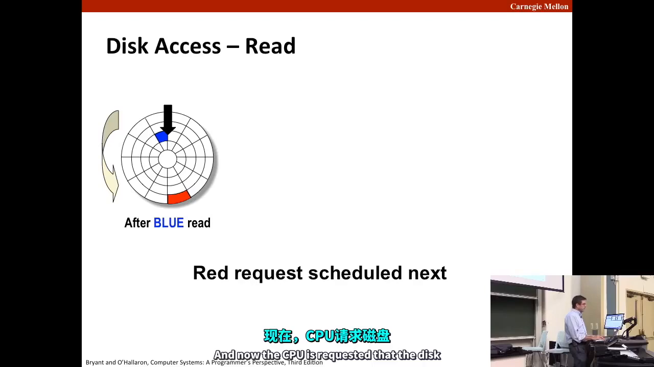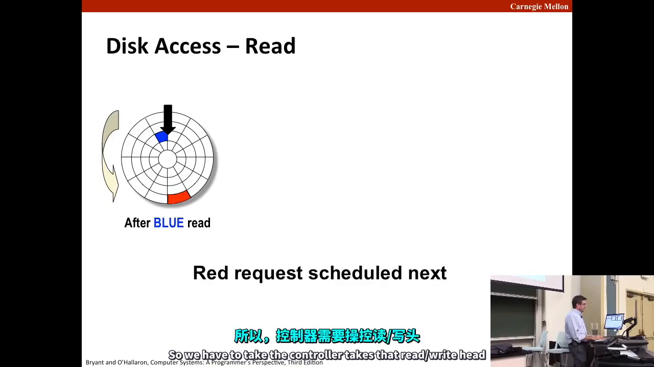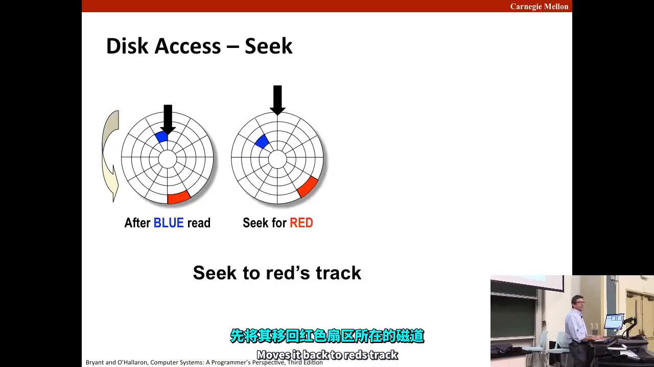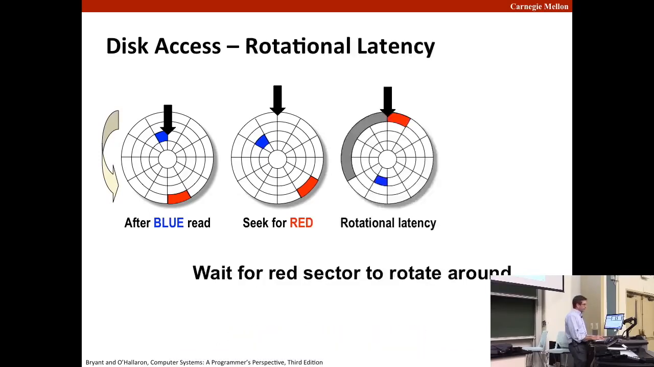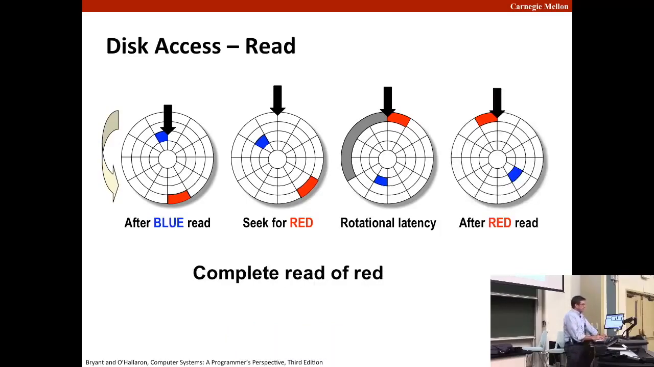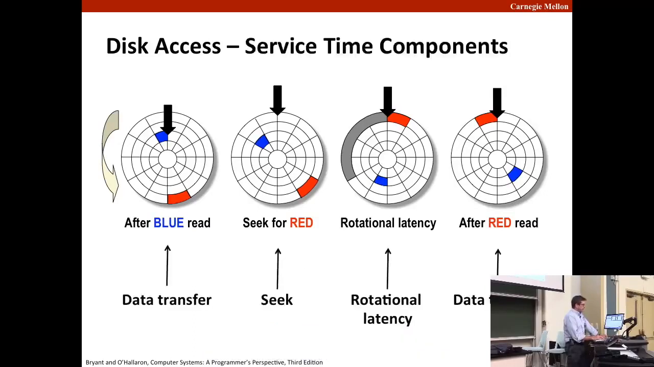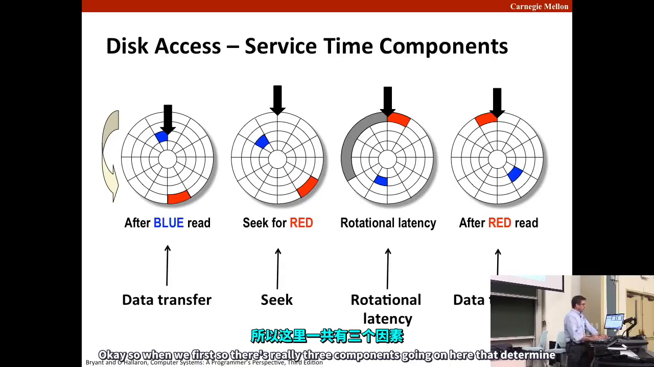And now the CPU has requested the red data from the red sector. So the controller takes that read-write head, moves it back to red's track, and then waits for it to spin around to the read-write head. And then it reads that red sector.